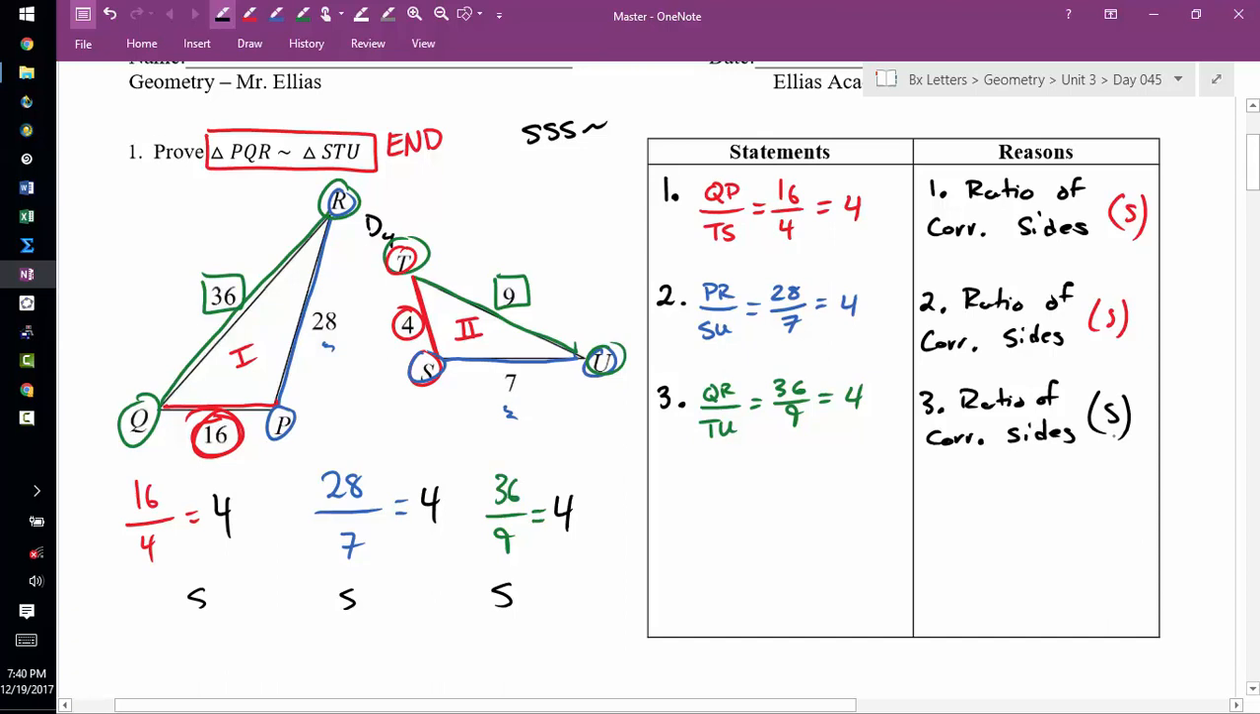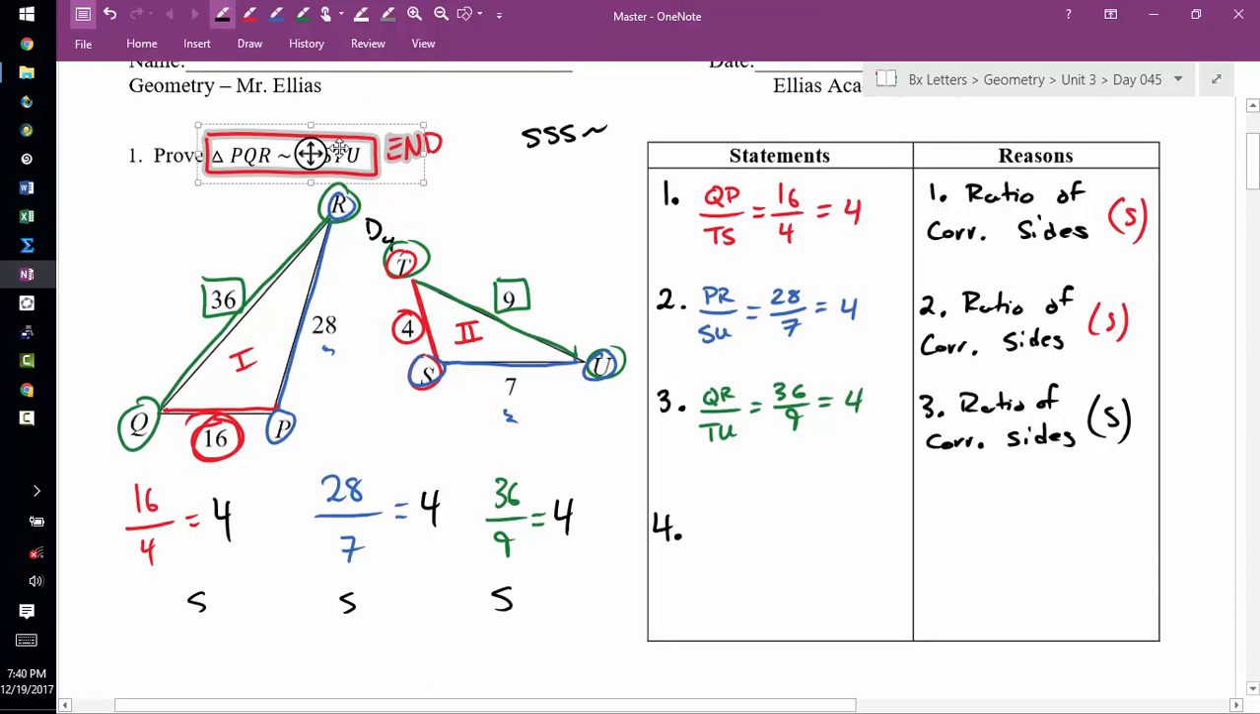So once I see I've got my three sides, I'm allowed to wrap up this proof. I'm allowed to say literally that thing. You would just copy it over. So triangle PQR is similar to triangle STU. How did I know that? Well, that's the side-side-side similarity postulate. I'm lazy. I don't feel like writing out similarity, so you're good to go.